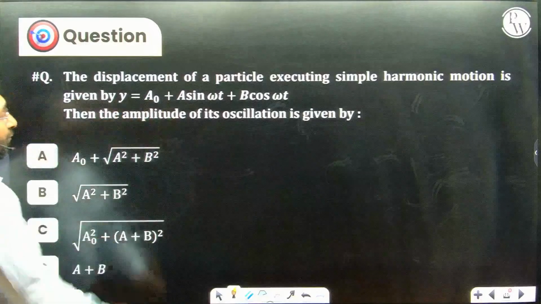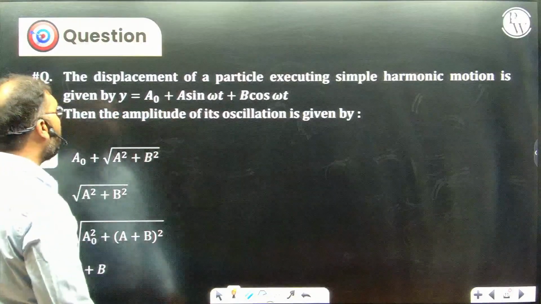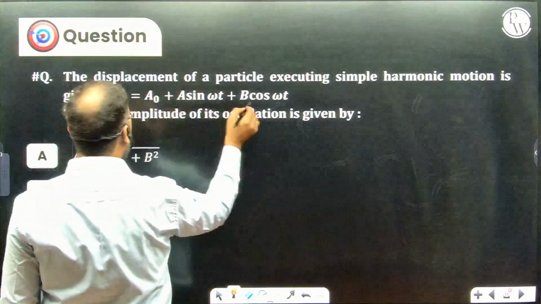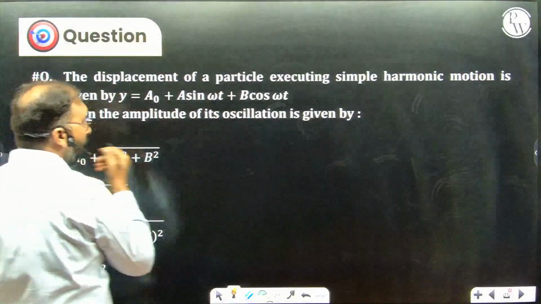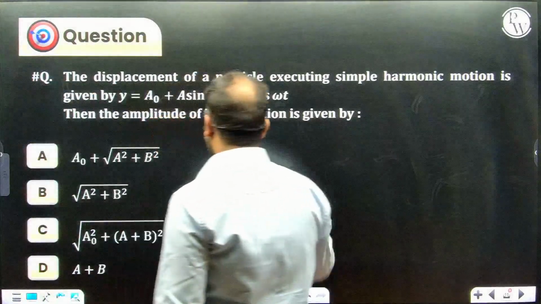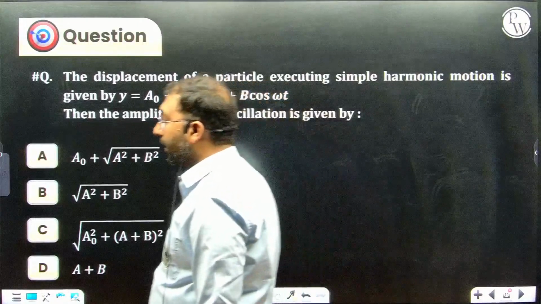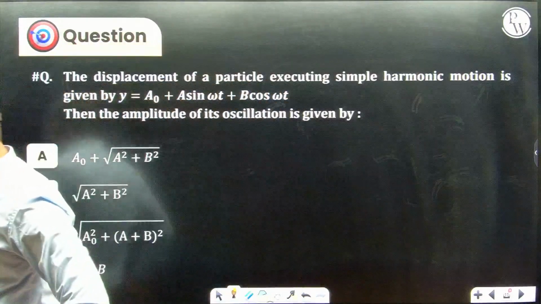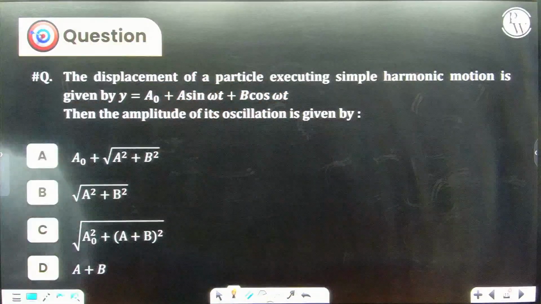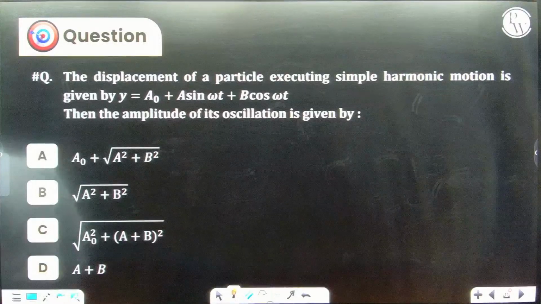The displacement of the particle executing simple harmonic motion is given by this equation. Then the amplitude of its oscillation is given by. Here you are supposed to find out the amplitude of the oscillation. So I am just giving you a few seconds. Just think of this problem and figure out how you are going to do this.